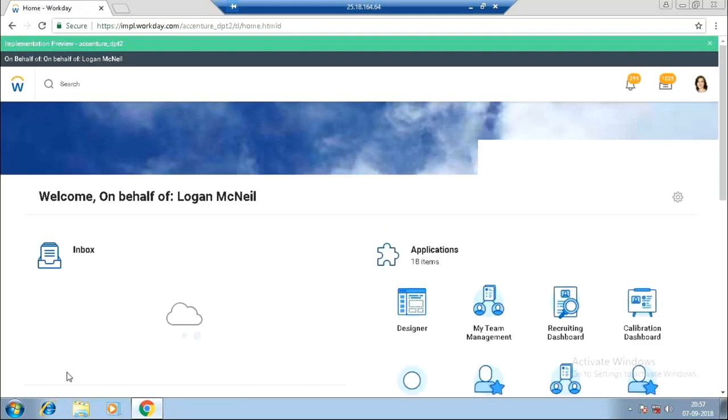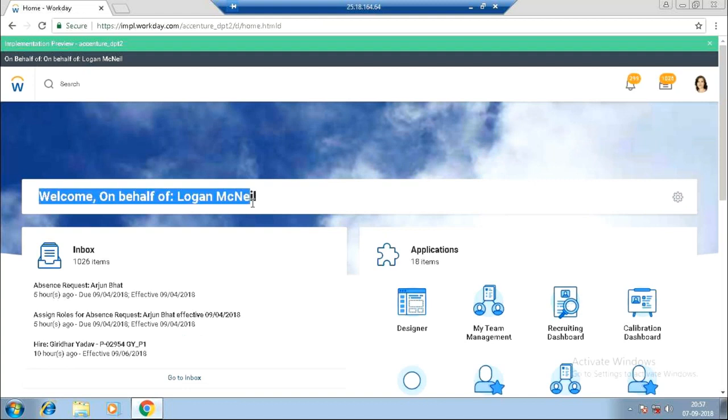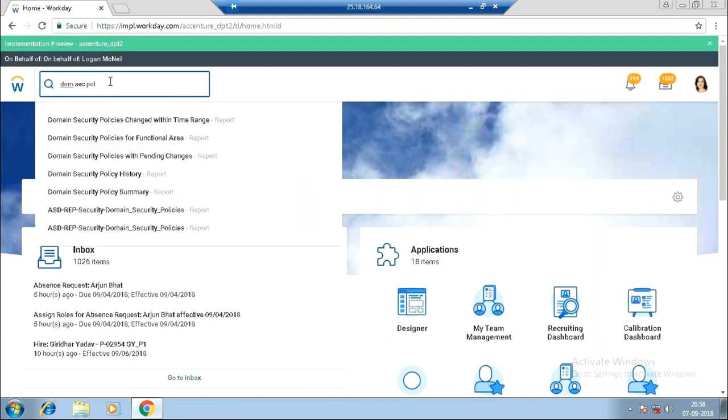Now if you see, things have changed: welcome on behalf of Logan McNeil. So when running through our business processes, you will see that a lot of approvals will be done by many people. You don't have to log off and log in every time. Just go for Start Proxy and you can log in as that person. This is available in the production tenant also. It's only available for consultants who will be working in the system, and it can be provided to particular security groups; again, this can be configured.